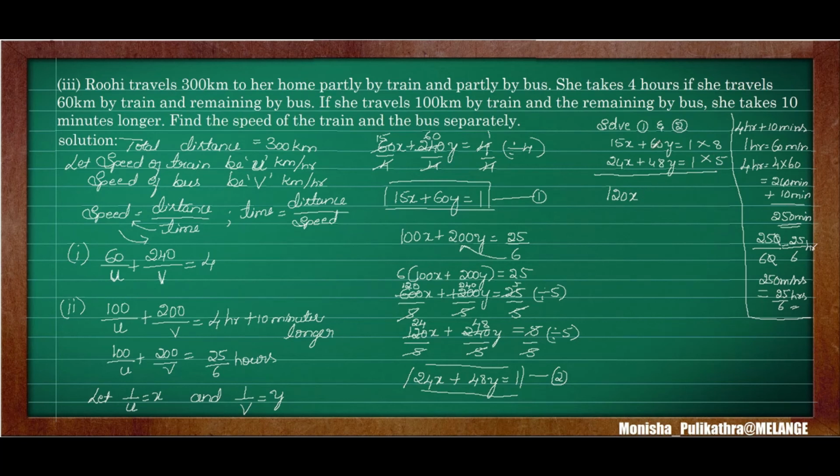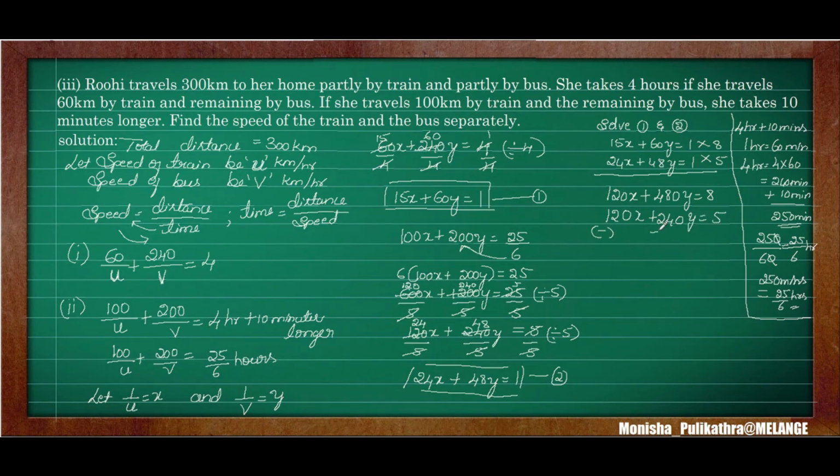So 15 8s are 120x. 8 5s are 40, 4 carry, 8 1s are 8, 9 10 11 12, 120x plus 60 into 8, 8 6s are 48. So 480y is equal to 8. Next 24 5s are 5 4s are 20, 2 carry, 5 2s are 10, 11 12. So 120x plus 5 8s are 40, 5 4s are 20 and 24. So 240y is equal to 5.